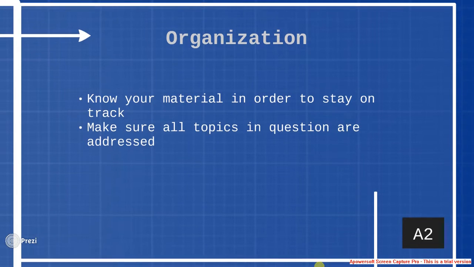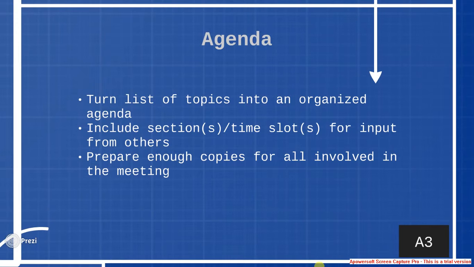Once in the meeting, the best way to stay organized is by following an agenda. By taking the rough list of discussion topics you generated in the preparation stages and cleaning it up and organizing it, you can create this agenda. Make sure to include a time slot and sections for meeting members to input or ask questions. Once the agenda is prepared, make sure that you print enough to hand out to all members in attendance of the meeting.